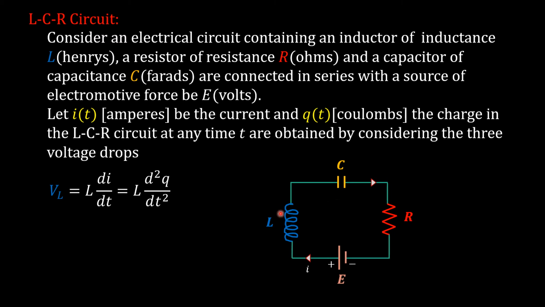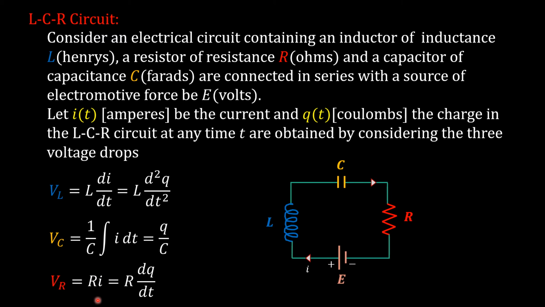Second, across the capacitance, voltage drop is Vc equal to 1 upon C integration I dt. See, because of this integral sign we cannot solve this differential equation easily. That is why, when we studied first order first degree differential equations and their application to electrical circuits, we needed to consider this circuit here in these higher order differential equations. Here we replace integration I dt by q and keep C as it is. So voltage drop across capacitor is q upon C. Next, voltage drop across resistor is VR equal to Ri. Again we replace this I by dq upon dt. So these are the voltage drops across these three passive components.